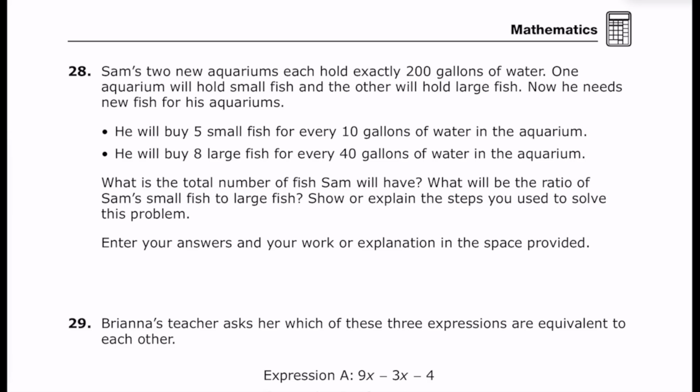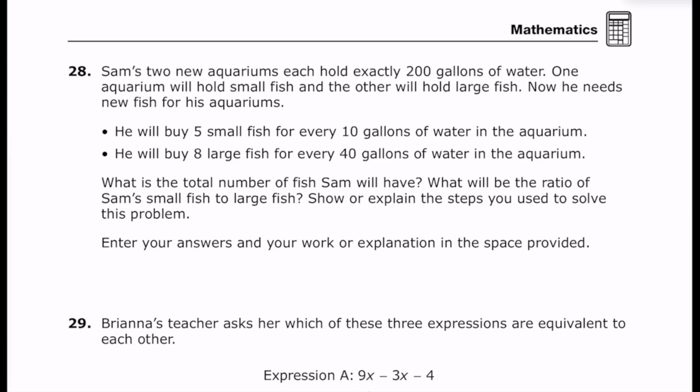In 28, Sam's 2 new aquariums each hold exactly 200 gallons of water. One aquarium will hold small fish, the other one's going to hold large fish. Now he needs new fish for his aquarium. So he'll buy 5 small fish for every 10 gallons of water in the aquarium. He's also going to be buying 8 large fish for every 40 gallons of water in the aquarium. This kind of makes sense. The larger fish just need more water to kind of swim around in.